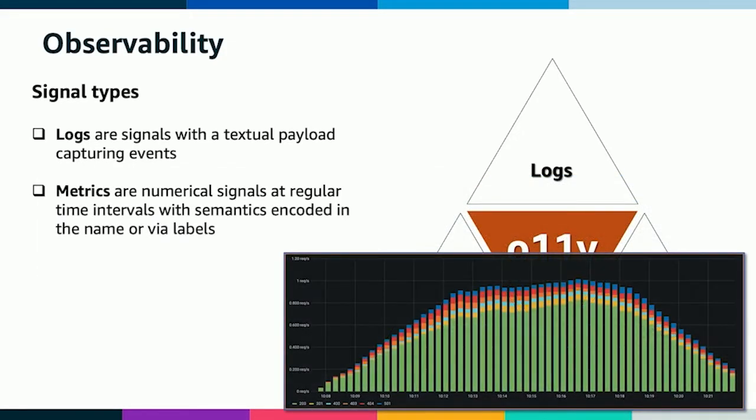The next one is metrics. Metrics are a numerical signal, basically at regular intervals, by second, by minute, or by hour. But metrics are not only at the infrastructure level. It's possible to apply them to business metrics or application metrics. It's a very important signal in terms of observability.